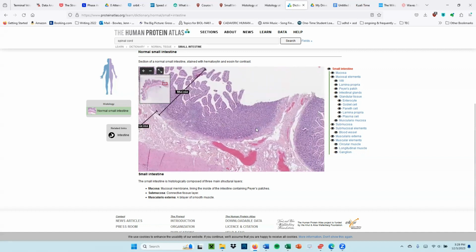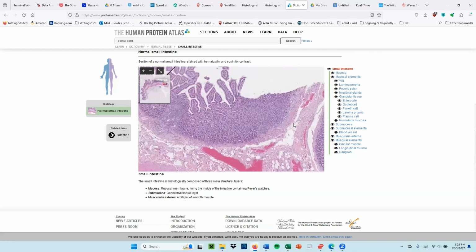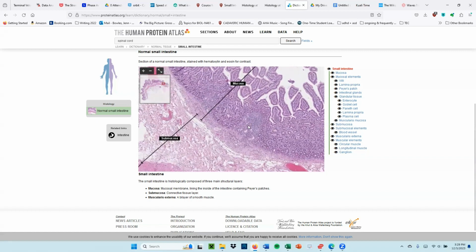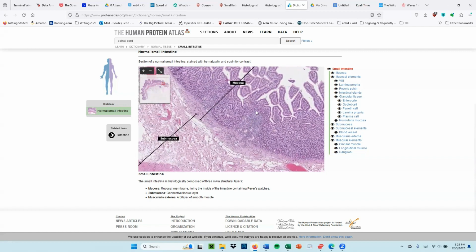You can see another little one over here. And they will look similar on our slides. Usually they are a little darker stain and they're going to have that round, kind of grainy appearance to them.